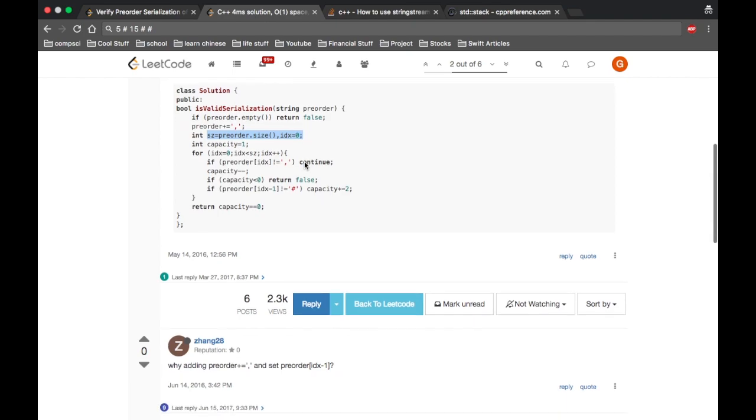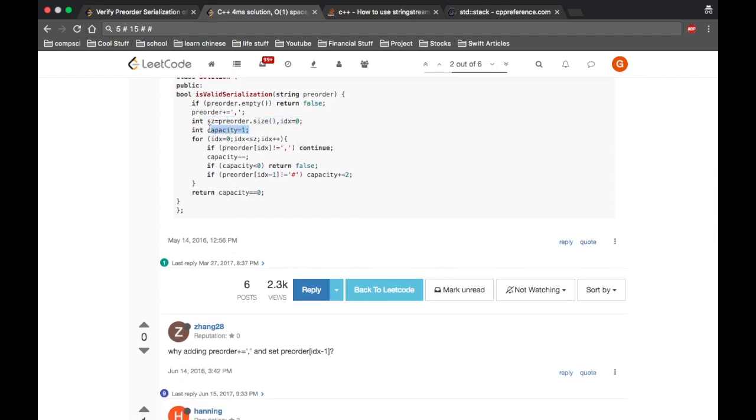whole string. So what I also did was I tried to tokenize the string, but you didn't really need to do that. All I needed to do was go to the last character before the comma, and then if it was a hash, count that as a null. If it wasn't a hash, it doesn't matter if it's a 3-digit number or a 1-digit number. I just care if it's a number or not.